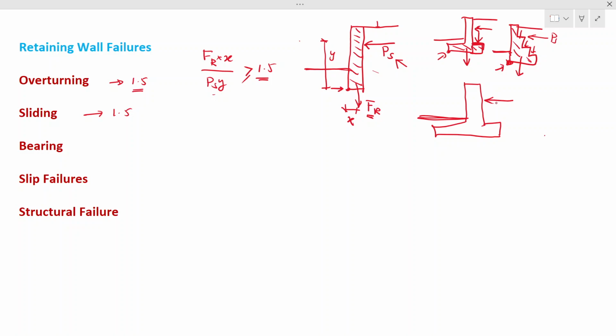Now you have a force on this. If you have a force like this, it will be moving. So what are the forces? Base friction. So you have a friction in the base. So this base friction is there.